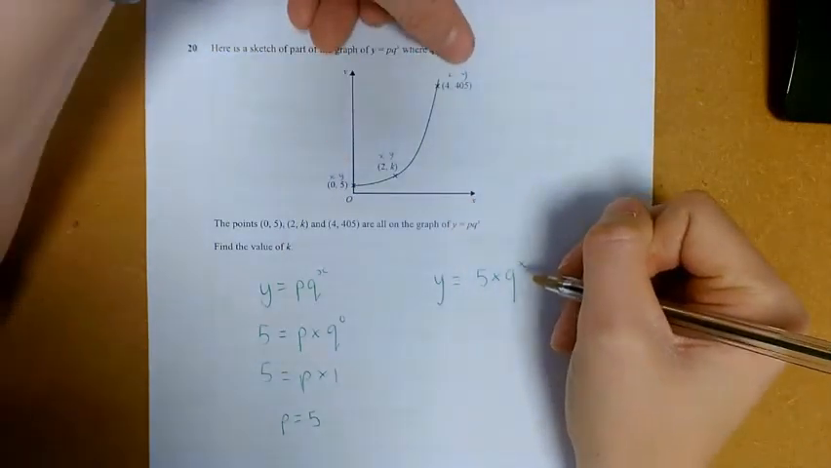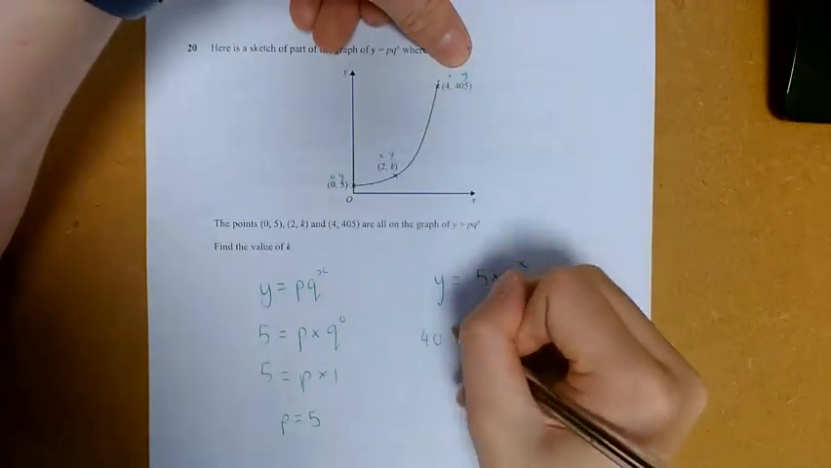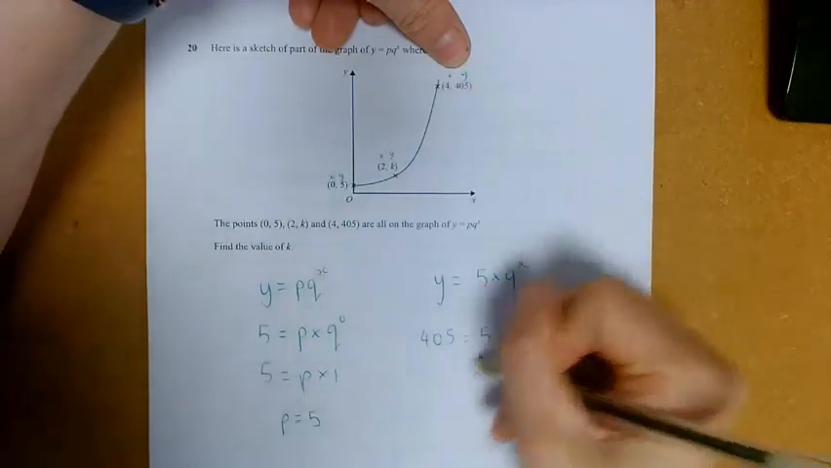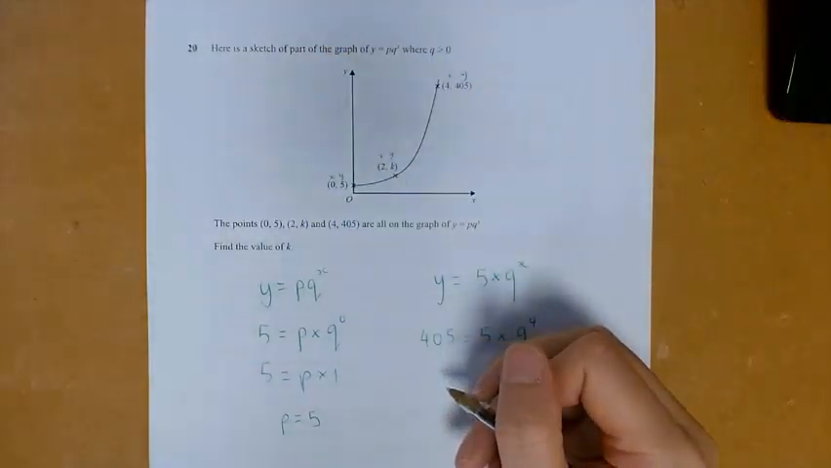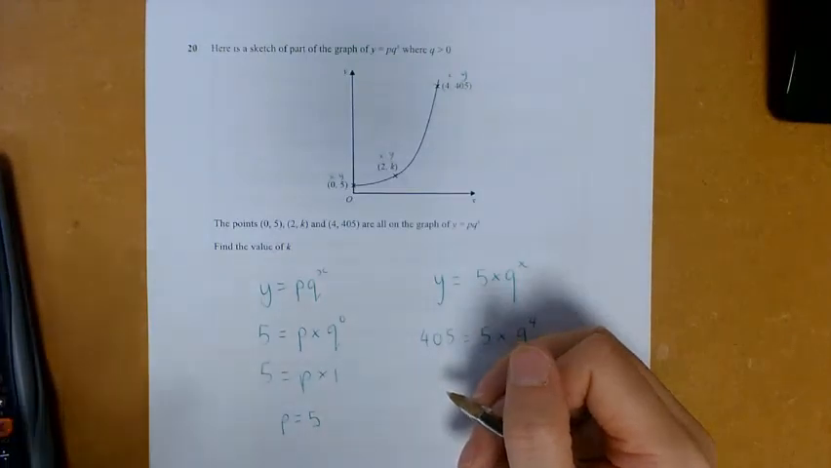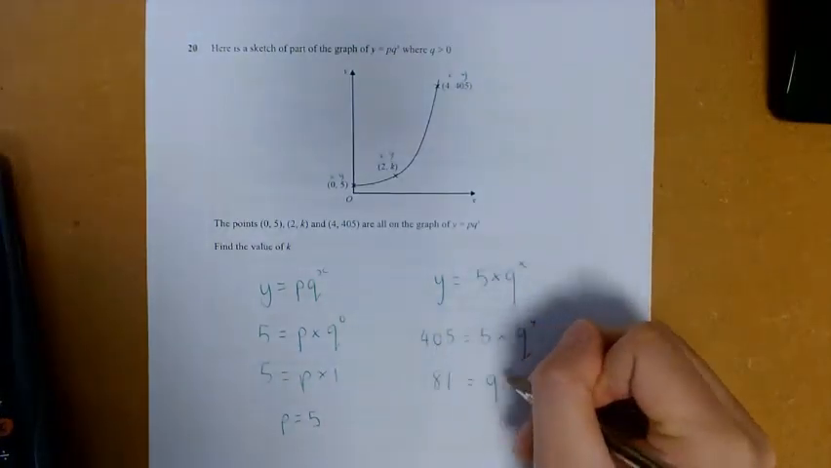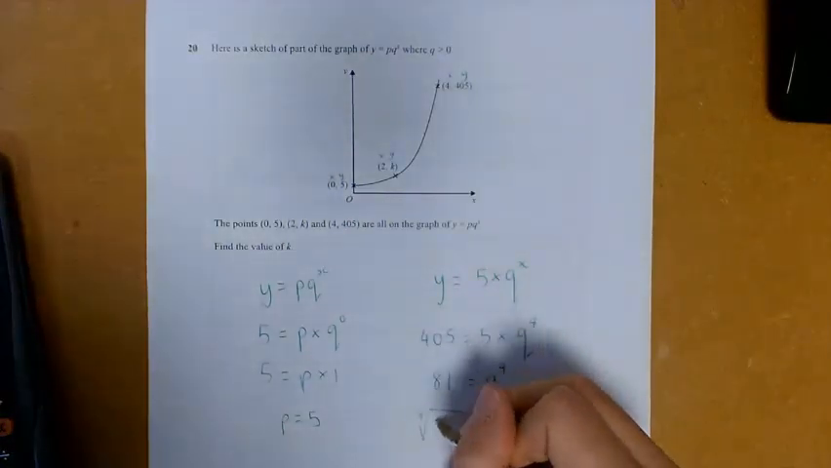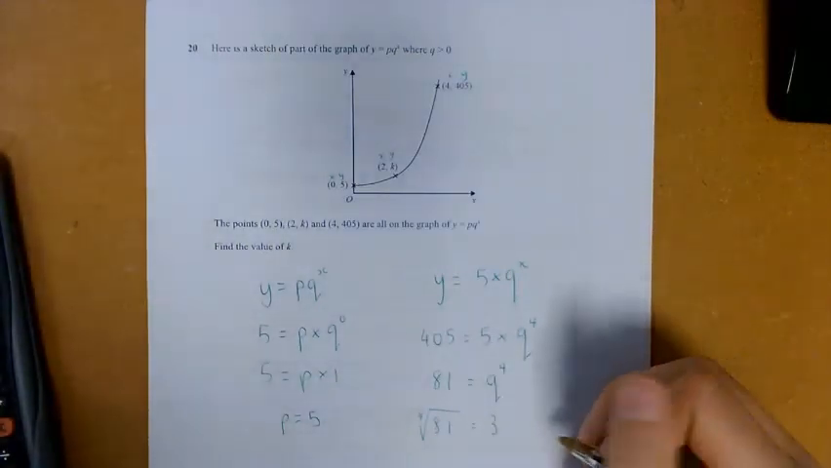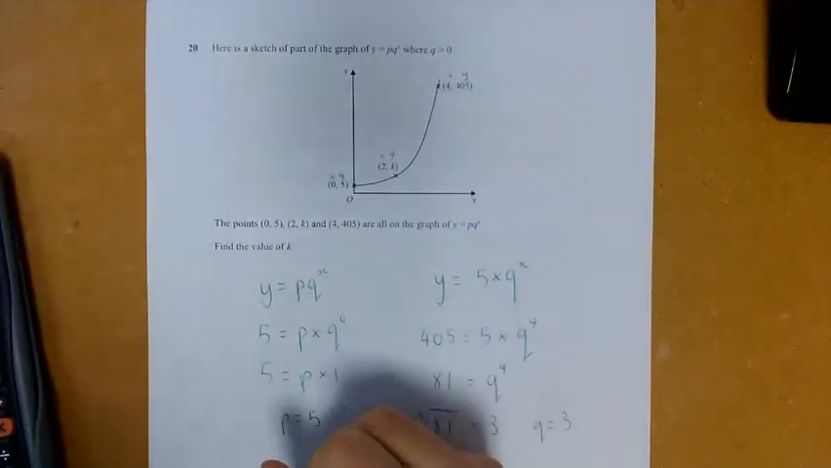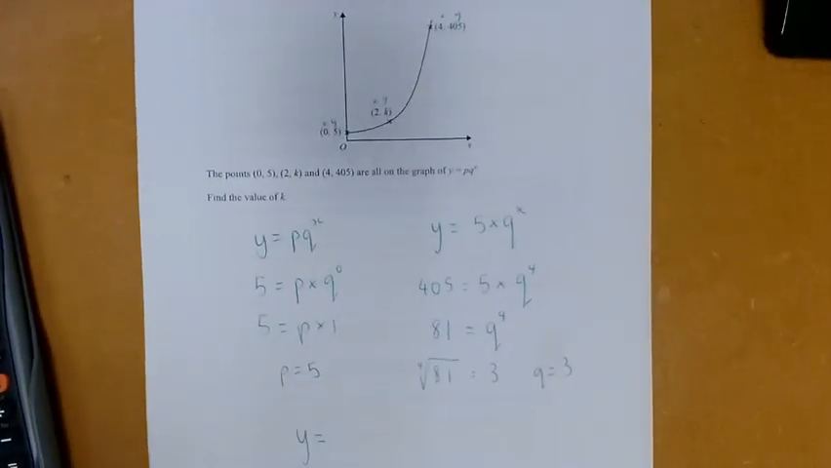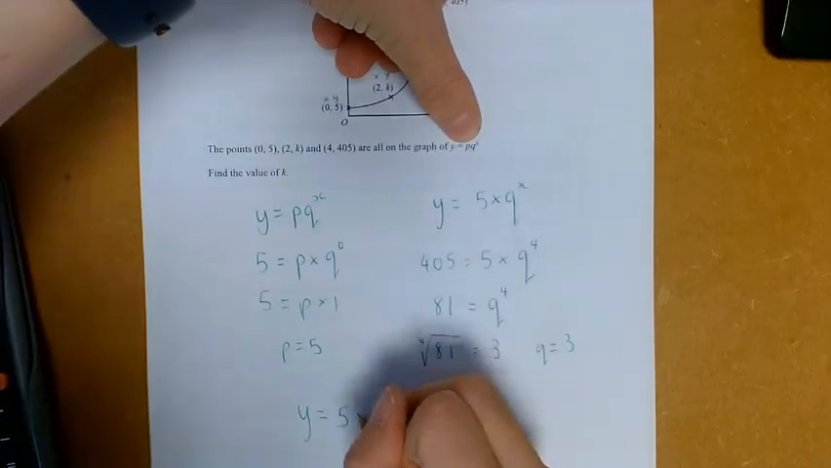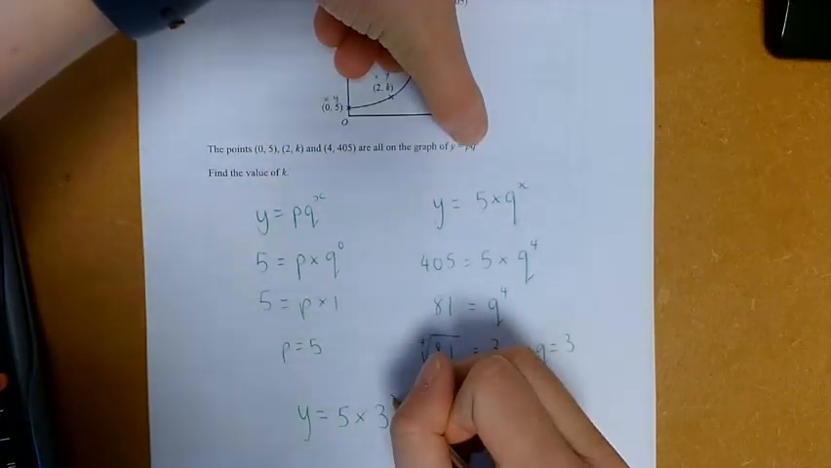So now we've got y equals 5 times q to the power of x. I'm now going to use this coordinate. So 405 equals 5 times q to the power of 4. Dividing by 5, 81 equals q to the power of 4. And then all we need to do is the 4th root of 81, which is 3. So now we know that q is 3. Our formula then is y equals p, which we said was 5, times 3 to the power of x.